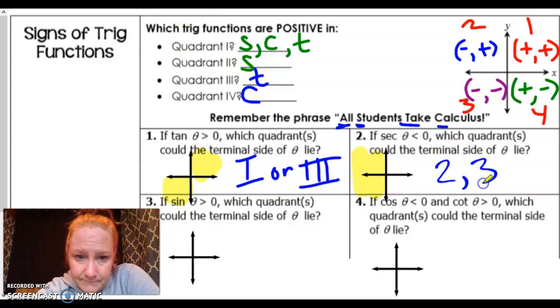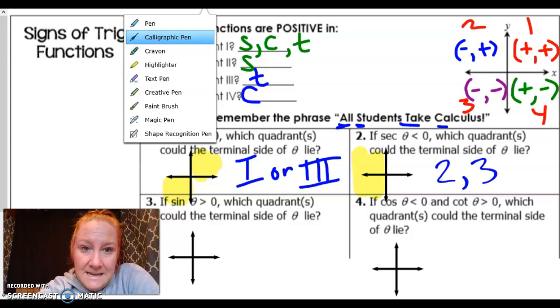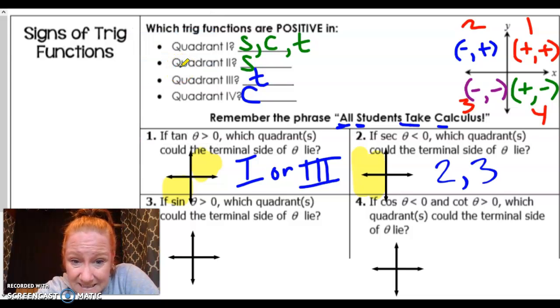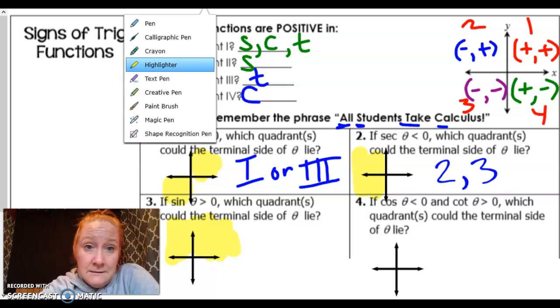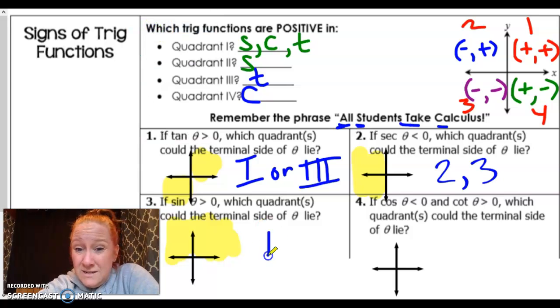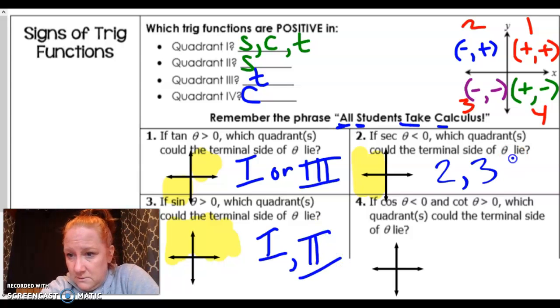All right, next one. If sine is greater than 0, so your y value is going to be positive, which quadrants would that lie in? That would be 1 or 2.